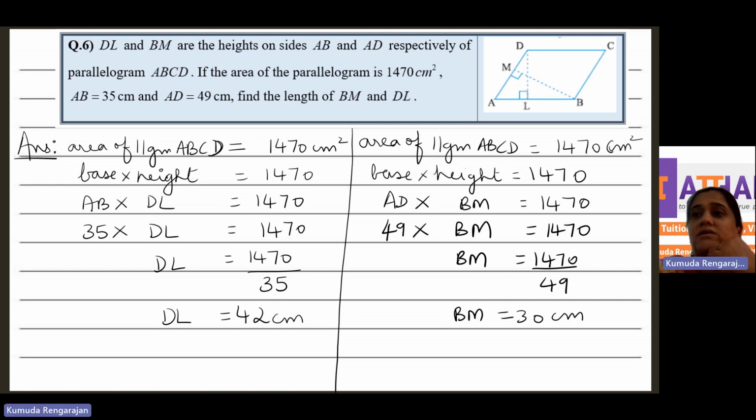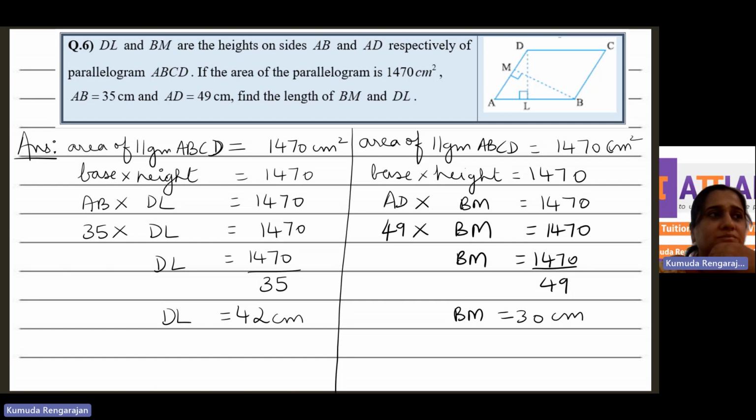Dhanvan will start. What is given, Dhanvan? Is the area of the parallelogram given to you? Okay. Then we need to find the lengths of what? What are BM and DL? They are the heights or altitudes. We need to find the lengths of both the altitudes, BM and DL. What are given to you? AB and AD are given to you, right?